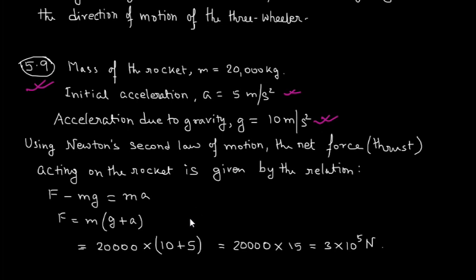Now F minus mg is equal to ma. F is equal to m, g plus a. Put the value of m as 20,000, g as 10, and a as 5. We get 20,000 into 15, that is 3 into 10 to the 5 Newton. This is the answer.